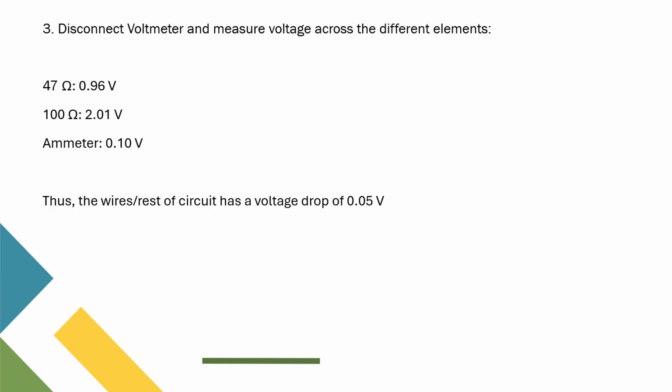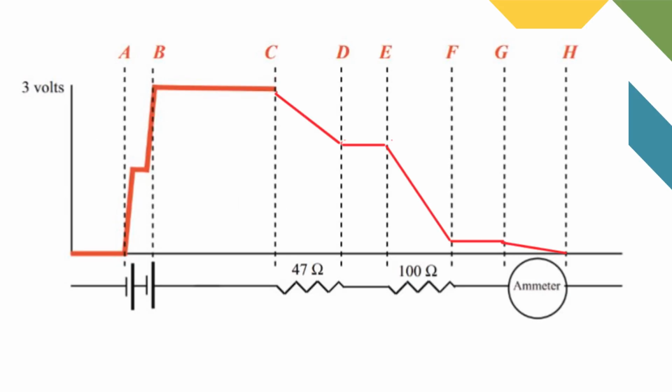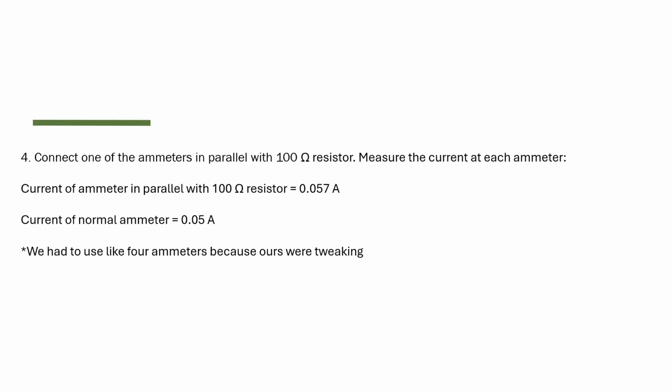Next, we had to disconnect the voltmeter and measure the voltage across the different elements again. So in the 47 ohm resistor, there was 0.96 volts, in the 100 ohm resistor, 2.01 volts, and the ammeter, 0.10 volts, which told us that the wires in the rest of the circuit had a voltage drop of 0.05 volts. Here's a graph of the voltage drop.